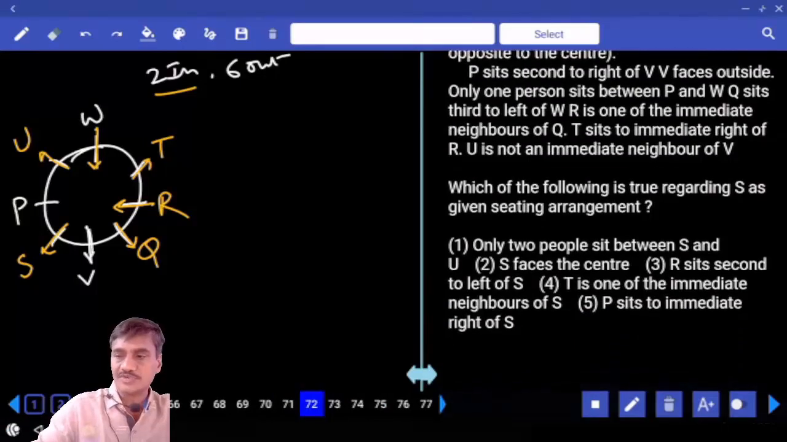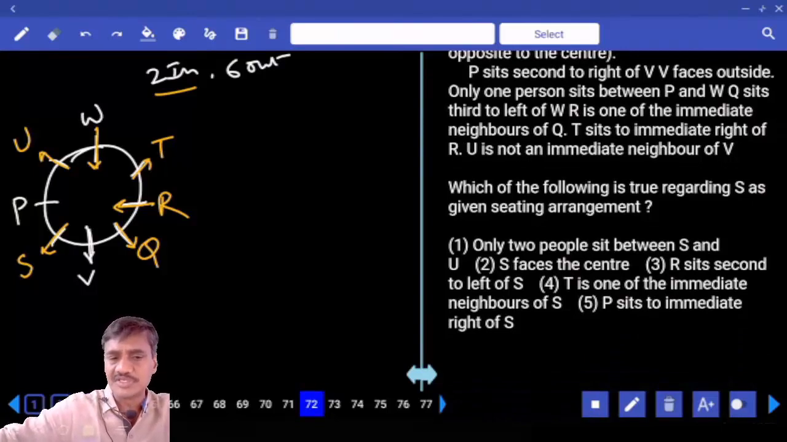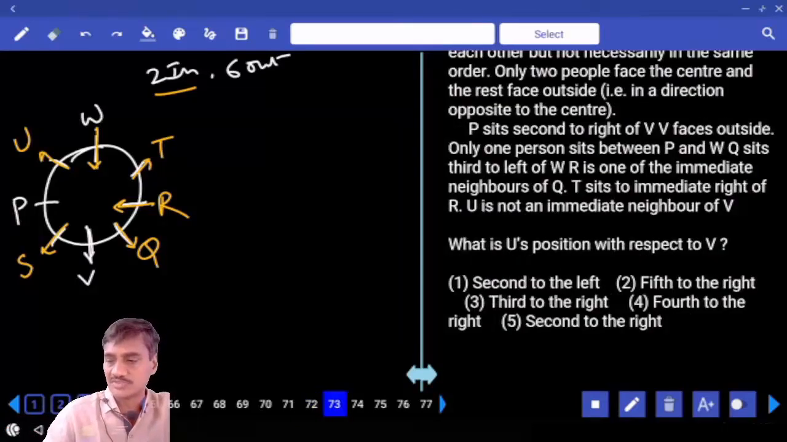Question 72: which of the following is true regarding S as per the given arrangement? Only 2 people between S and U is false. S faces the center is false. R sits second to the left of S is false. T is one of the immediate neighbors of S is false. P sits to the immediate right of S is definitely true. Hence the answer is choice 5, question number 72.